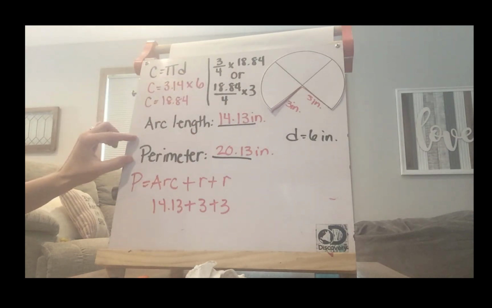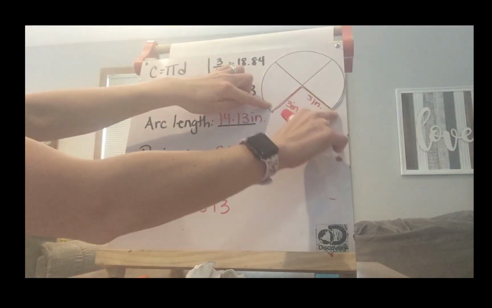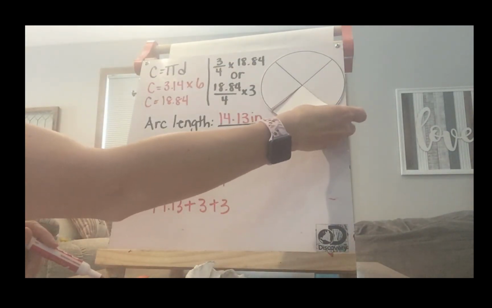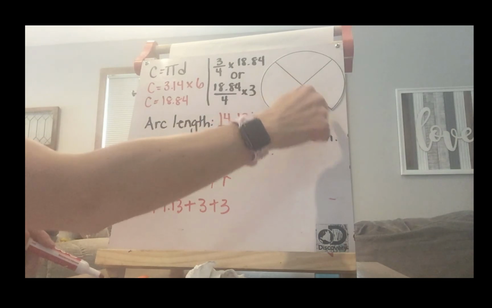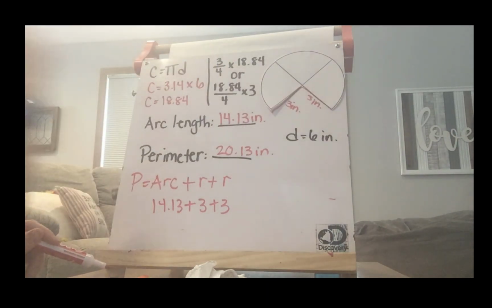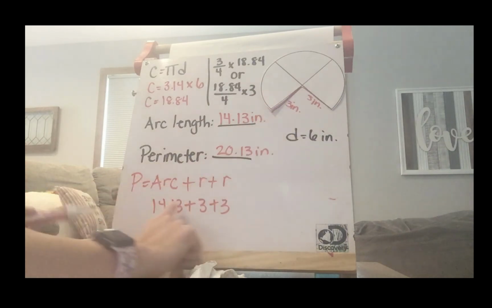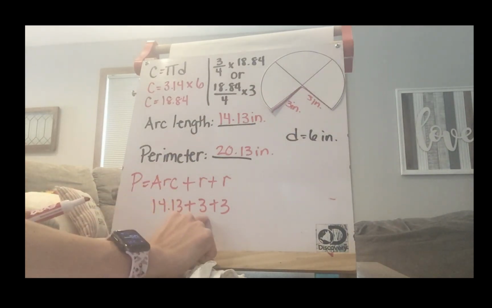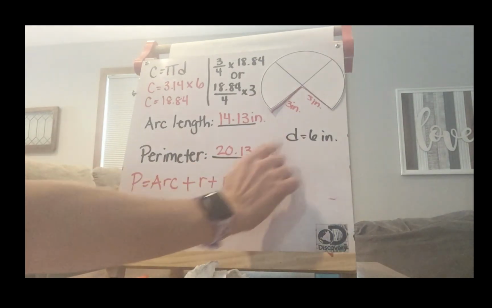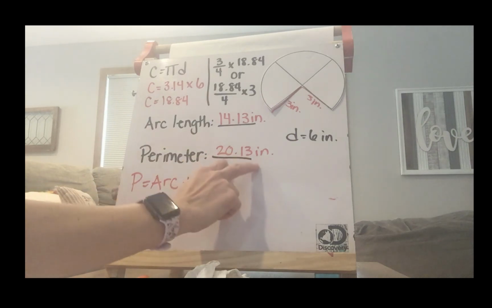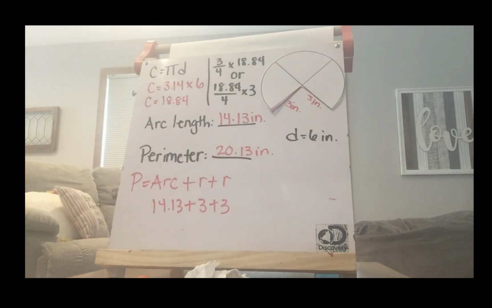When it comes to the perimeter, you gotta think about those parts of the sector that maybe were hidden because they represent an inside part of the circle. They're now an outside edge. So can't forget those. This right here would be my radius. This would be a radius as well. So we have to take our arc length plus 3 plus 3. Remember, 2 radius equal a diameter. So you could just go arc plus diameter. The perimeter is 20.13 inches.